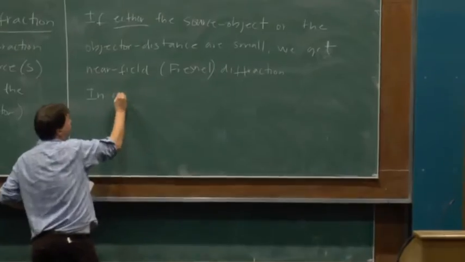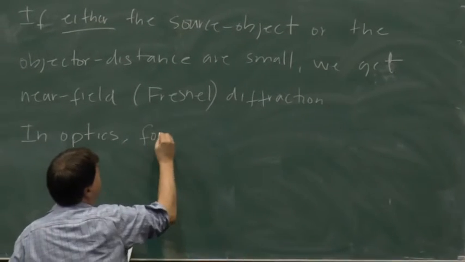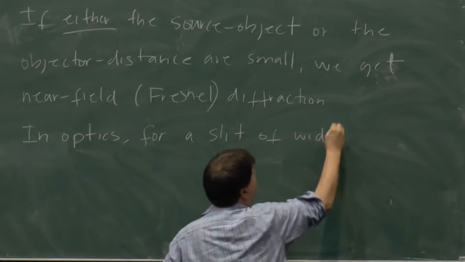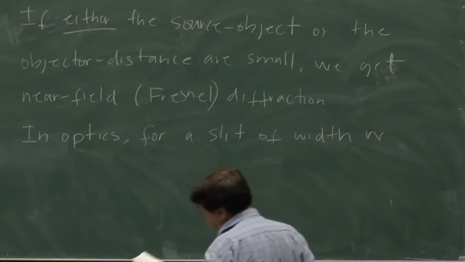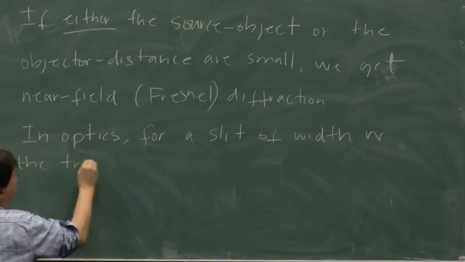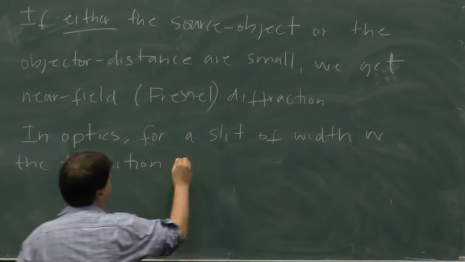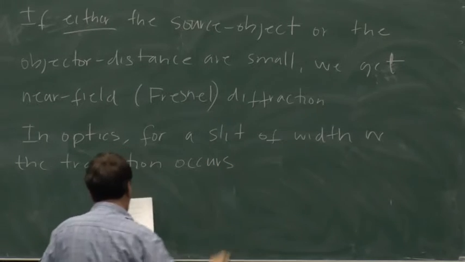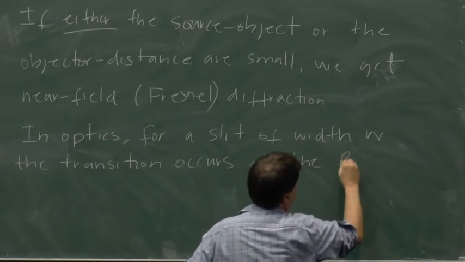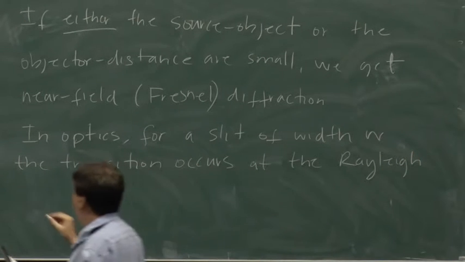So in optics, for a slit of width W, this is the case we're going to be concerned with almost all through this lecture. For a slit of width W, the transition occurs. This is the transition between near field and far field diffraction. The transition occurs at what's called the Rayleigh distance, again obviously after the scientist who worked a lot on this.